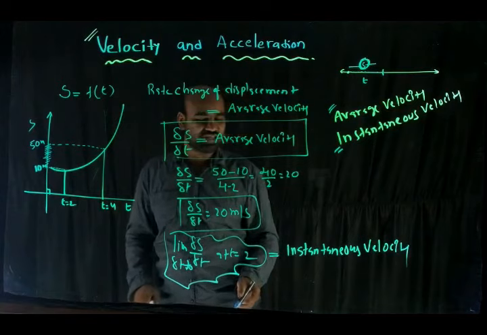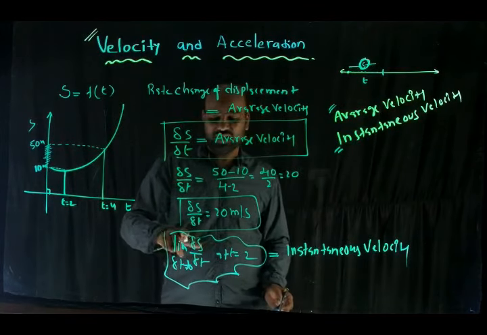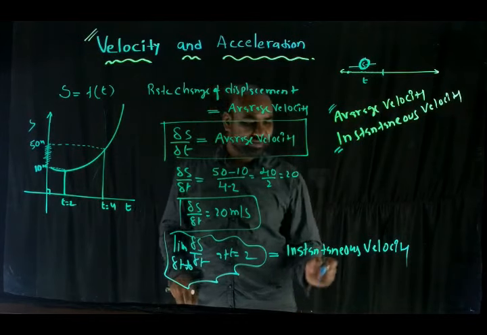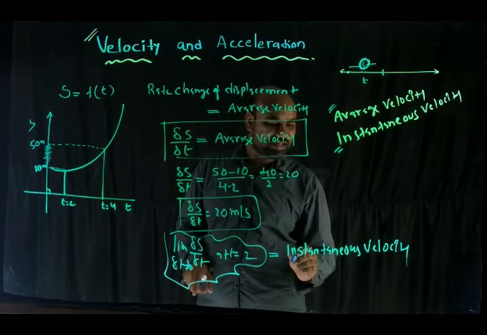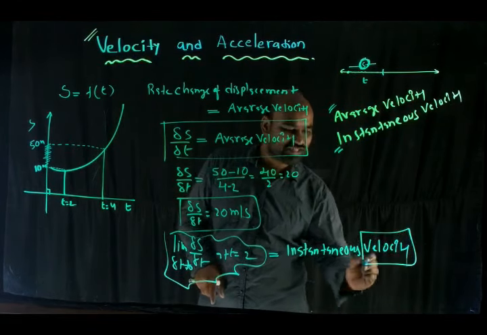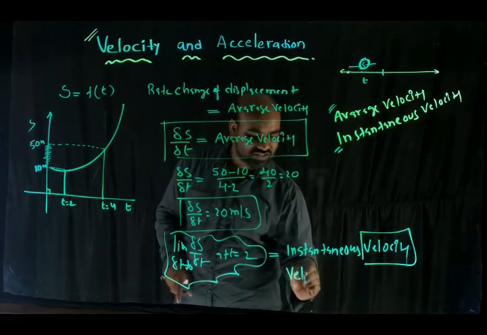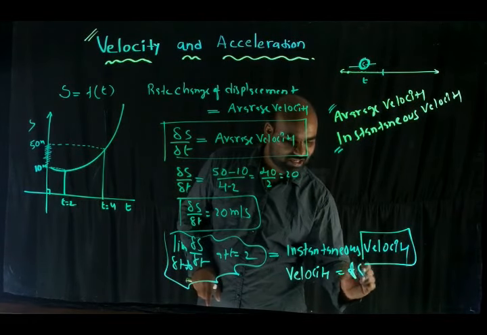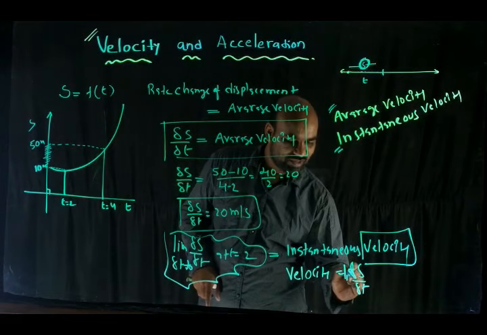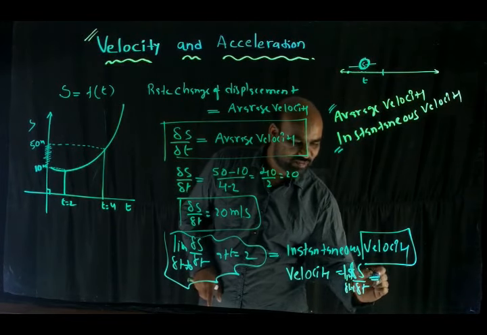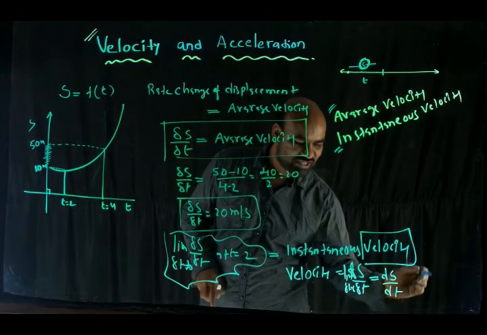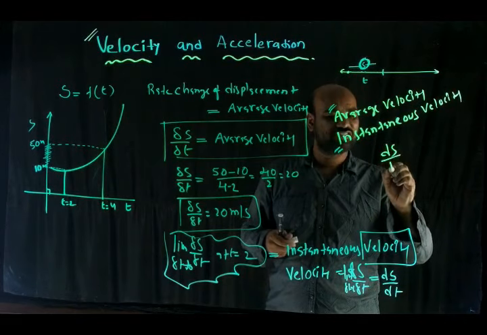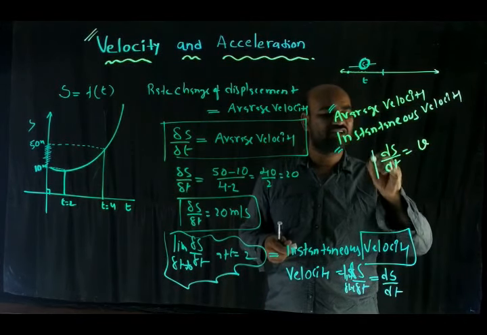Understood? So instantaneous velocity means the instantaneous rate of change of displacement with respect to time. In this chapter, instantaneous velocity is simply known as velocity. Therefore, velocity means the limiting value of delta s by delta t as delta t tends to 0, or simply this can be written as ds by dt. So from now onwards, ds by dt means the velocity of the particle.